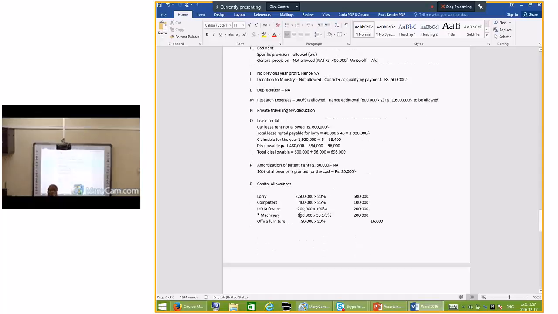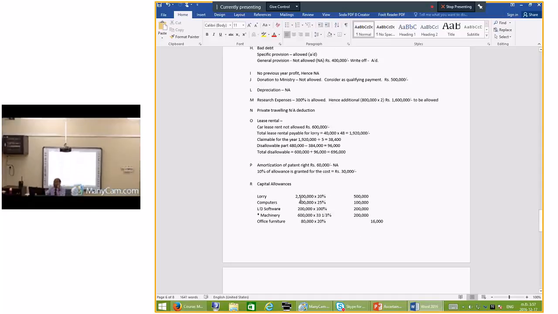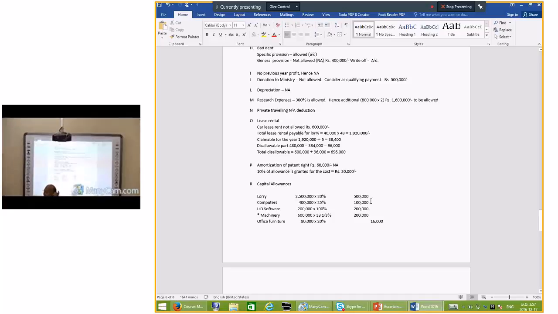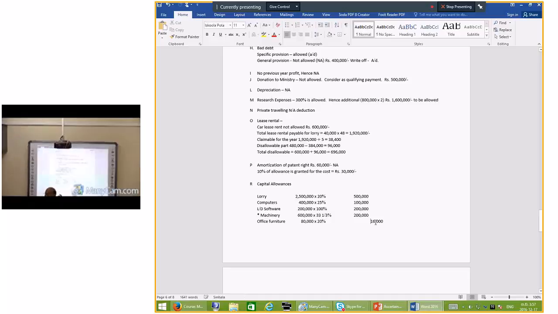See the capital allowances now. Lorry: why 200? The lorry cost of purchase is 2,000,000, and the aluminium body is 500,000. Then the total is 2.5 million. Then we allow 20% capital allowance. The computer, 400,000, is allowed 25%. Local development we allowed 100%. Right? In that way we are allowing capital expenditure.